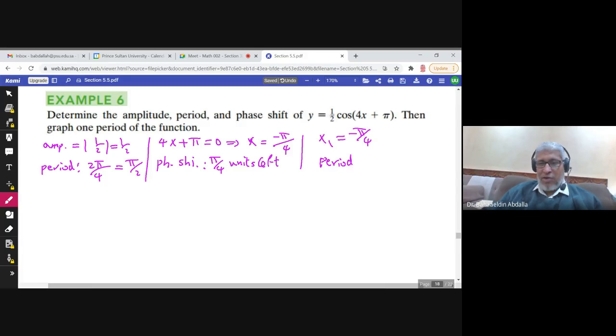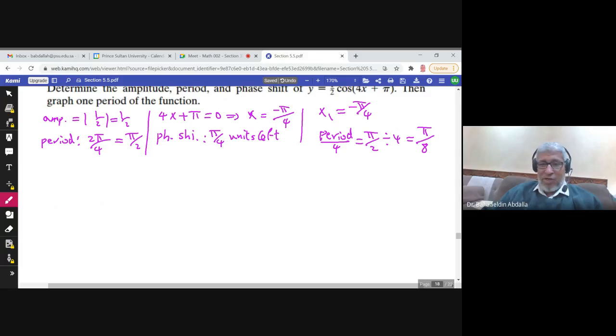And period over 4, because this would be needed. Where is the period? The period is pi over 2. Pi over 2 divided by 4 would be pi over 2 times 1 over 4. So it would be pi over 8. So pi over 8 is my unit of measure, my increment. Okay, so I will start from where? From negative pi over 4. And I add pi over 8.